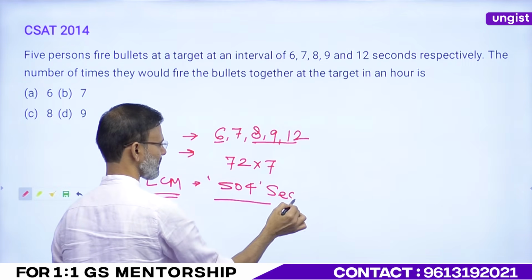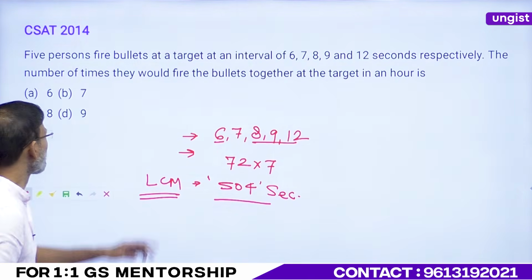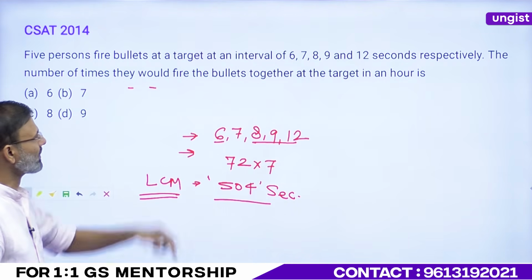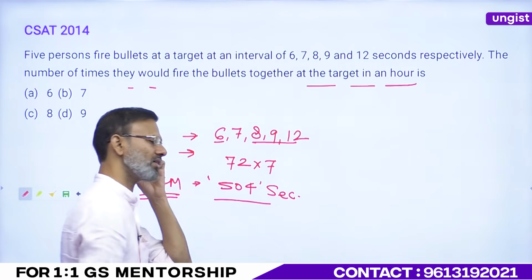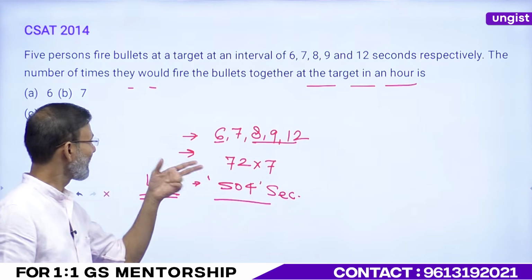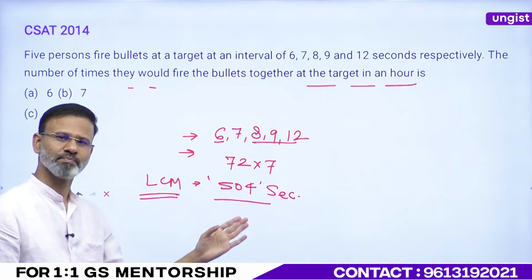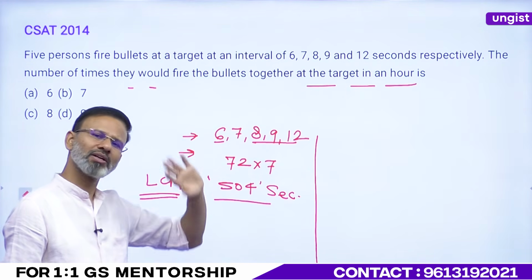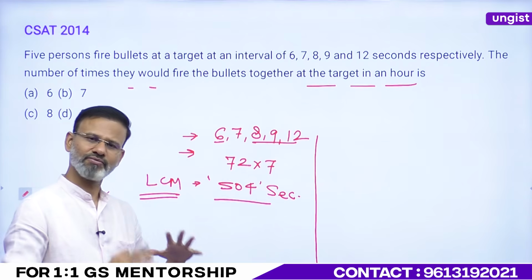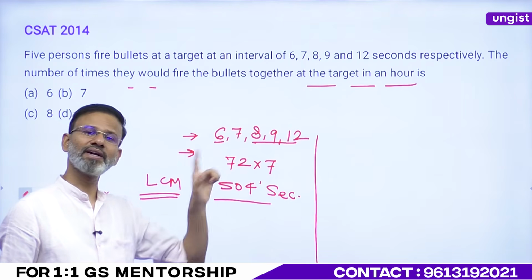504 seconds. Question is saying they will hit the target in an hour. How many times in 1 hour will they actually fire together, right? They fire the bullets. Okay? So again, it is based on the previous question, right? It is very much similar to the previous question that we have solved, 180 divided by 60.